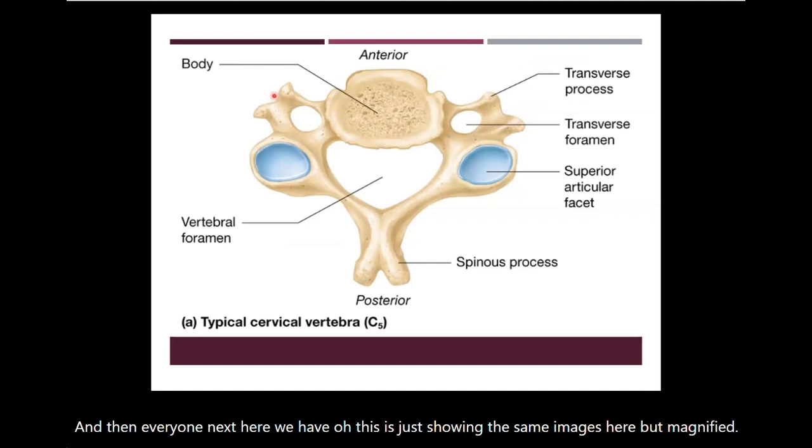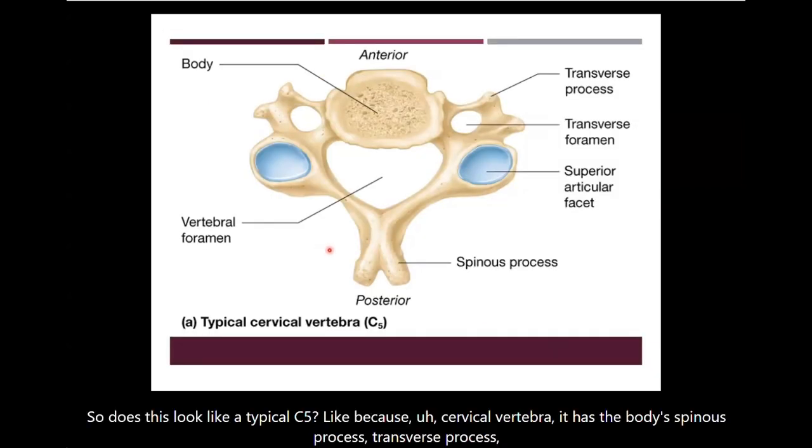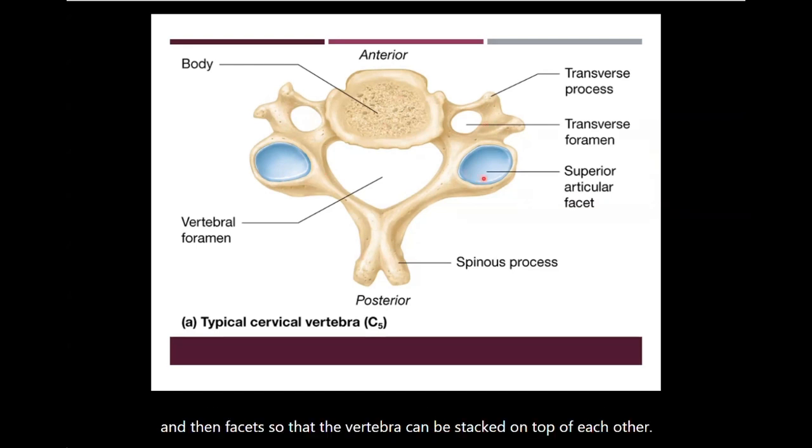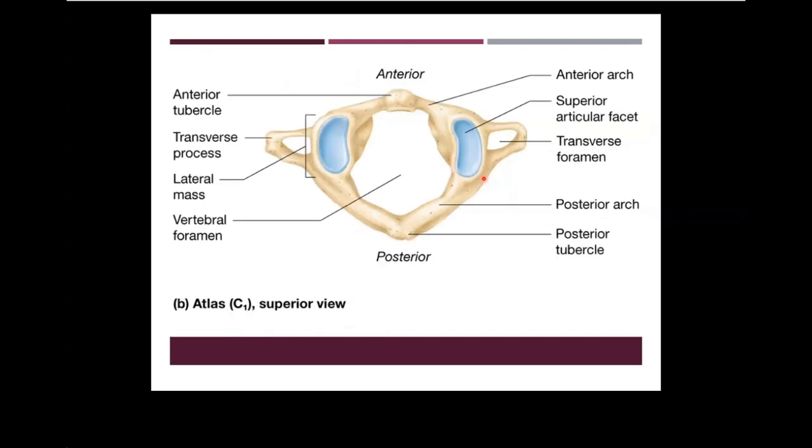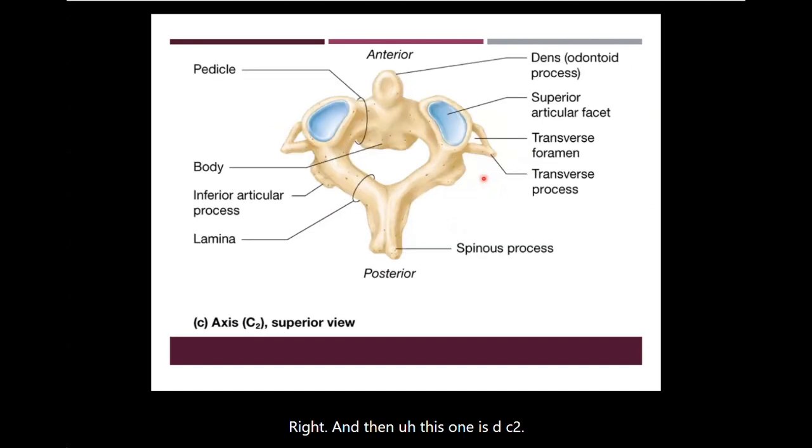All right. And then everyone, next here we have, oh, this is just showing the same images here, but magnified. So does this look like a typical C5? Like typical cervical vertebra? It has a body, yes. Spinous process, transverse process, and then facets so that the vertebra can be stacked on top of each other. Which one is this one? C1 or atlas, right? Does it have a body? Does it have a spinous process? Does it have transverse process? Yes, right?